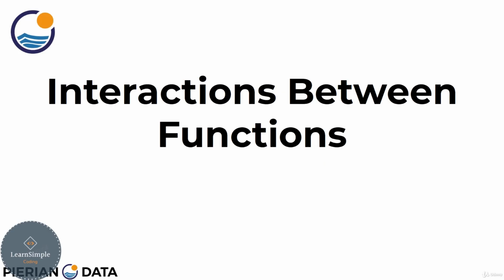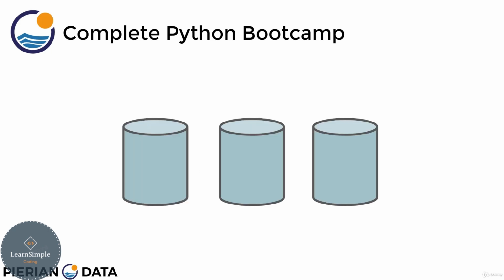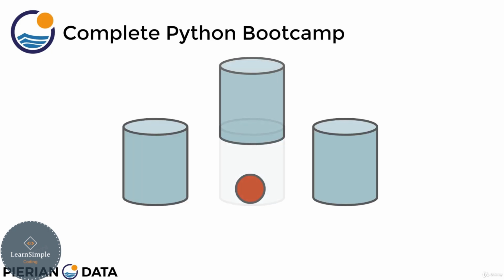To this lecture on interactions between functions. Typically, a Python script or Python notebook contains several functions interacting with each other. We take the results of one function and often use that as input to another function. What we're going to do is we're going to create a few functions to attempt to mimic the carnival guessing game 3 Cup Monty. And in case you're not familiar with this, it's basically you start off with 3 cups and underneath one of them is hidden a red ball.